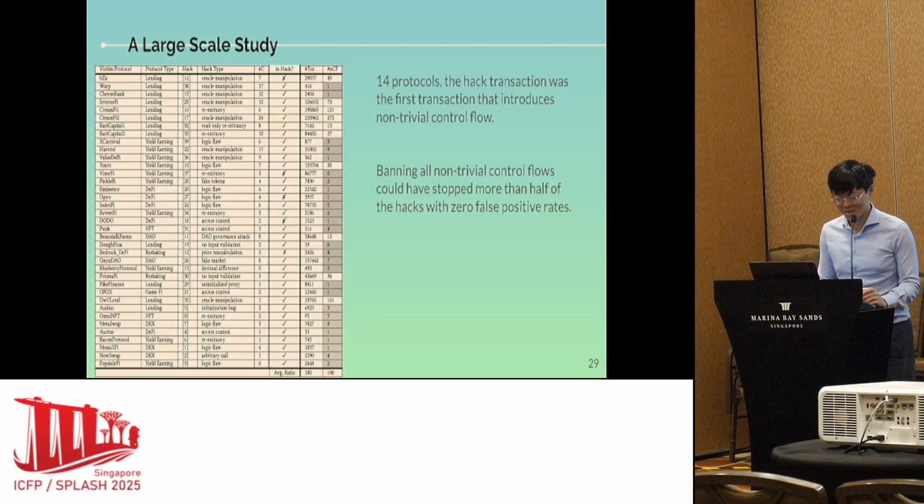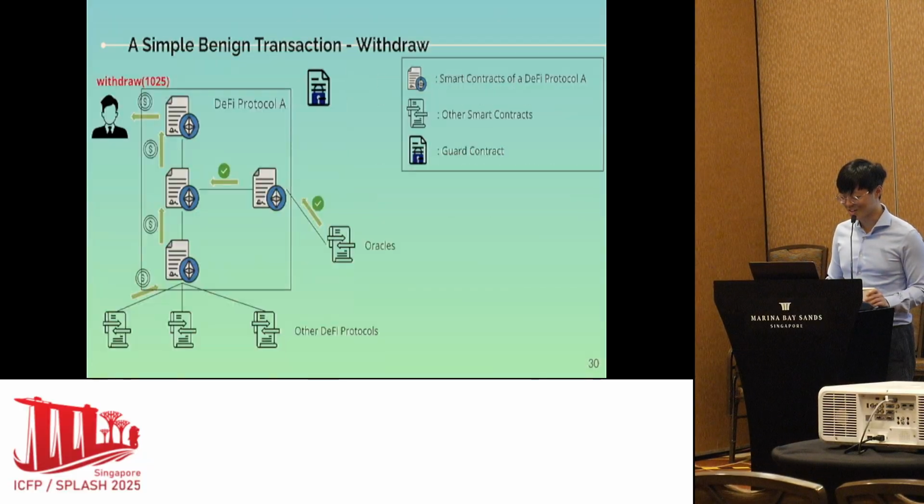A very surprising result: out of 27 hacked protocols, 14 of them have one single hack transaction that introduces the only non-trivial control flow observed in the entire protocol, which means if we only allow users to invoke one function in one transaction, then we could already prevent 14 out of 27 hacks. That's more than half, with a 0 false positive rate. The only experienced user of the protocol is the hacker, which is very interesting.